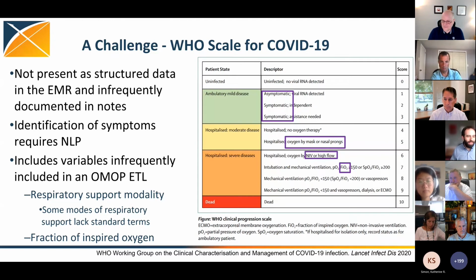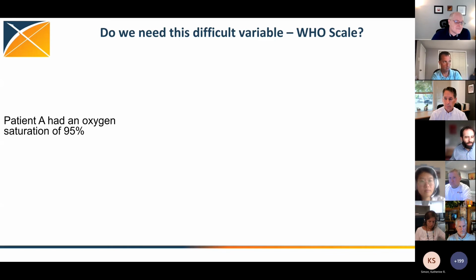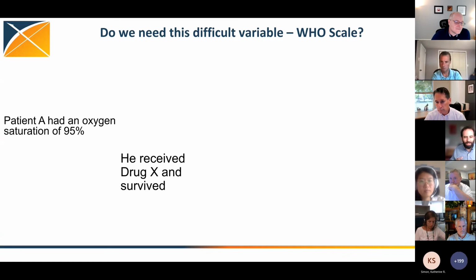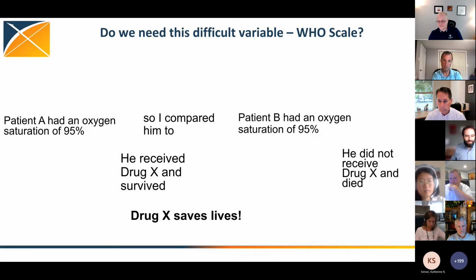Next slide. So as I mentioned, we need to consider from the beginning the use case. So we need to figure out, is this really important? So let's say you have a patient that has an oxygen saturation of 95%, receives drug X and survives. So you compare him to another patient who had an oxygen saturation of 95%. But then you realize that this patient died. So what's your conclusion? Drug X saves lives.